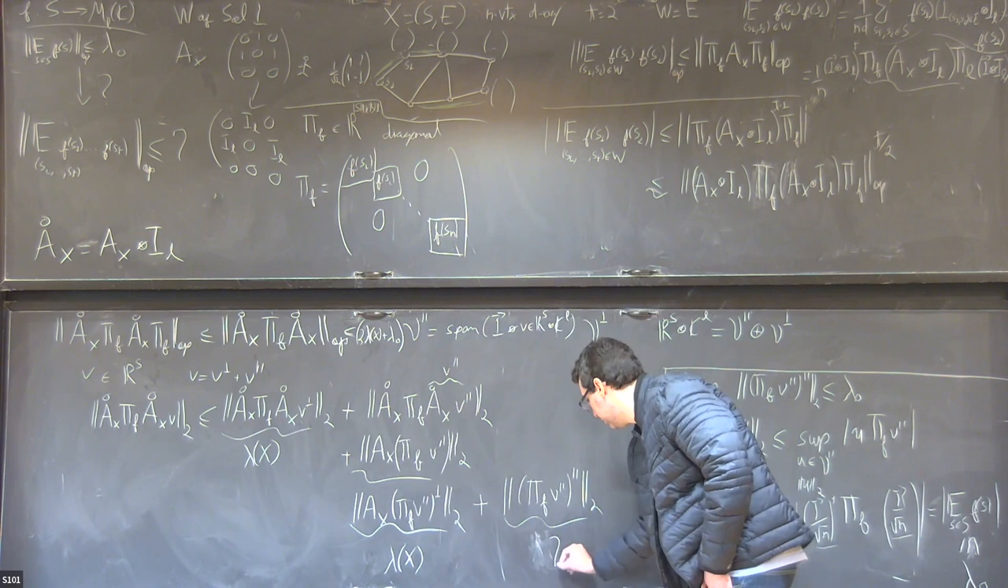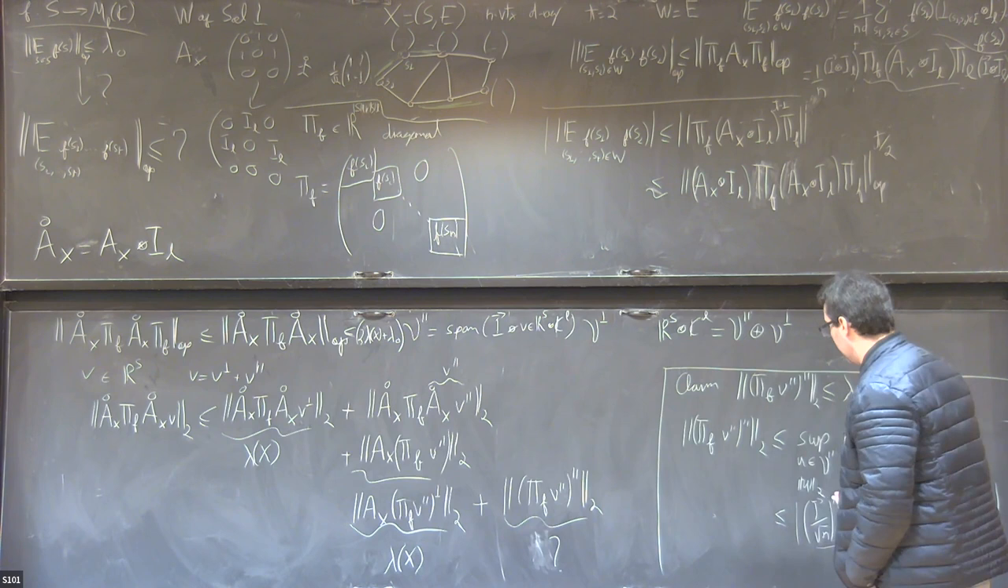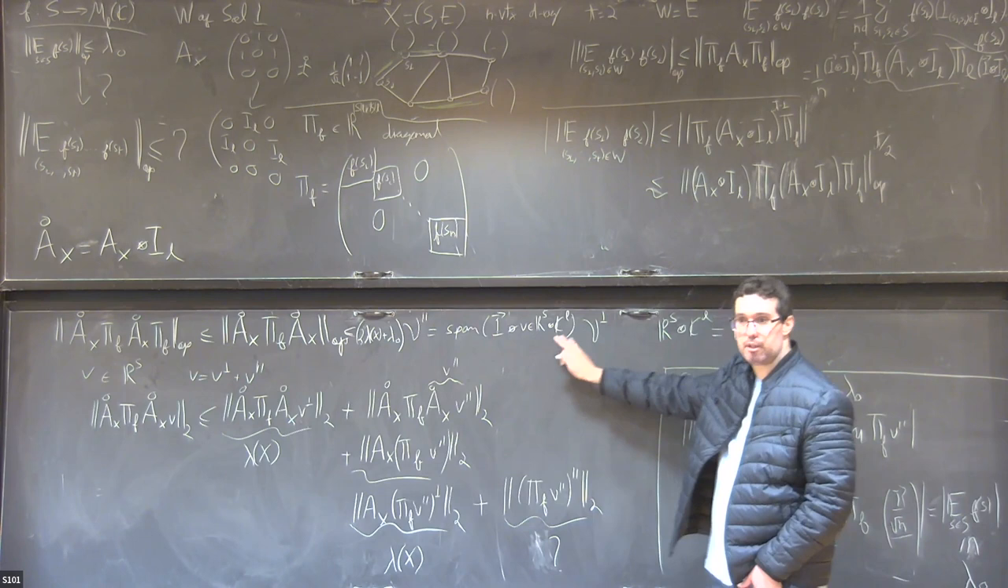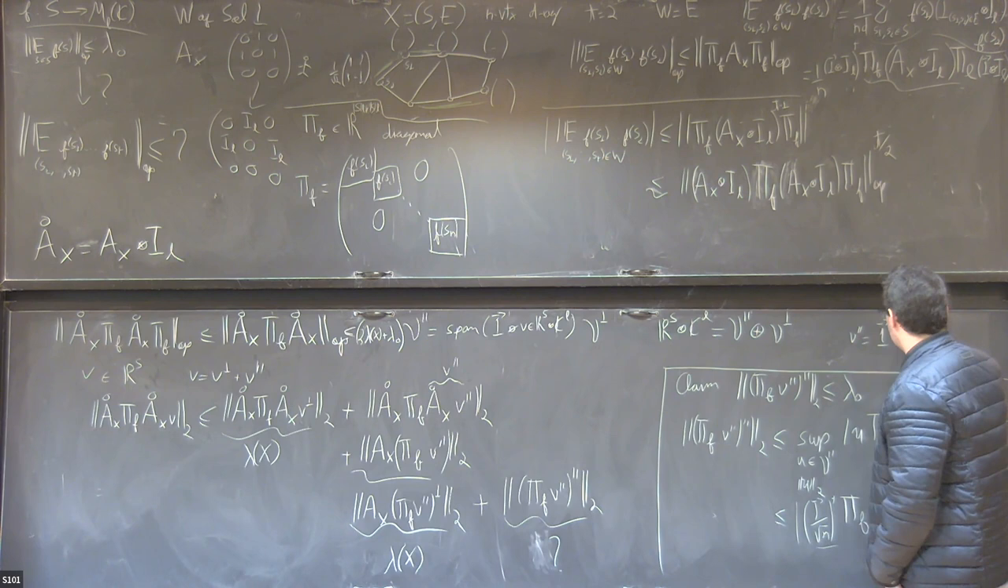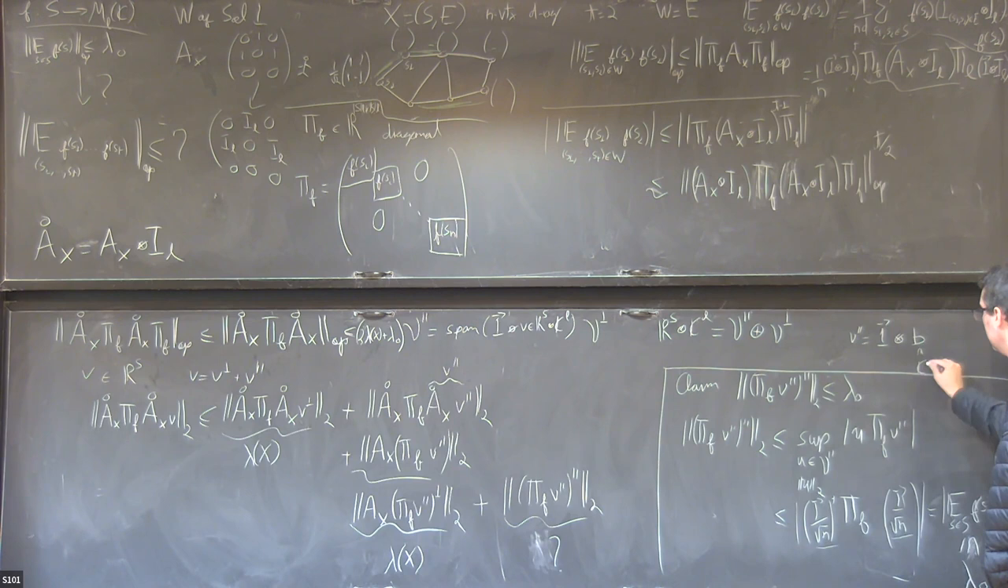Okay, so we have the claim. We want to understand the projection. But now that we do not have this space, it is no longer one dimension, it's a larger dimensional space. So we are trying to find the sup. So now this V, this guy like this, is of the form all ones tensored with some vector B, right? And in C to the L, and so this B belongs to C to the L, and this guy has norm at most one, right?